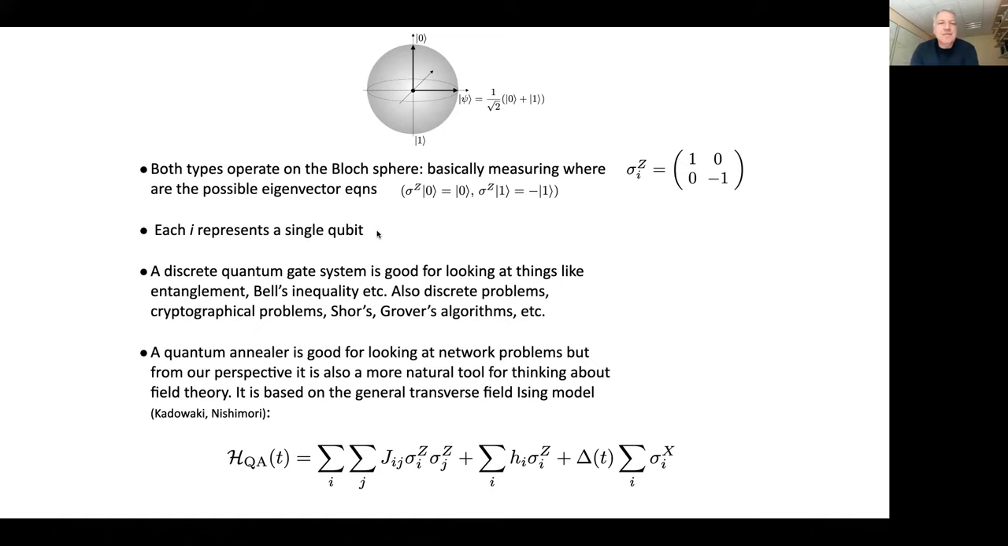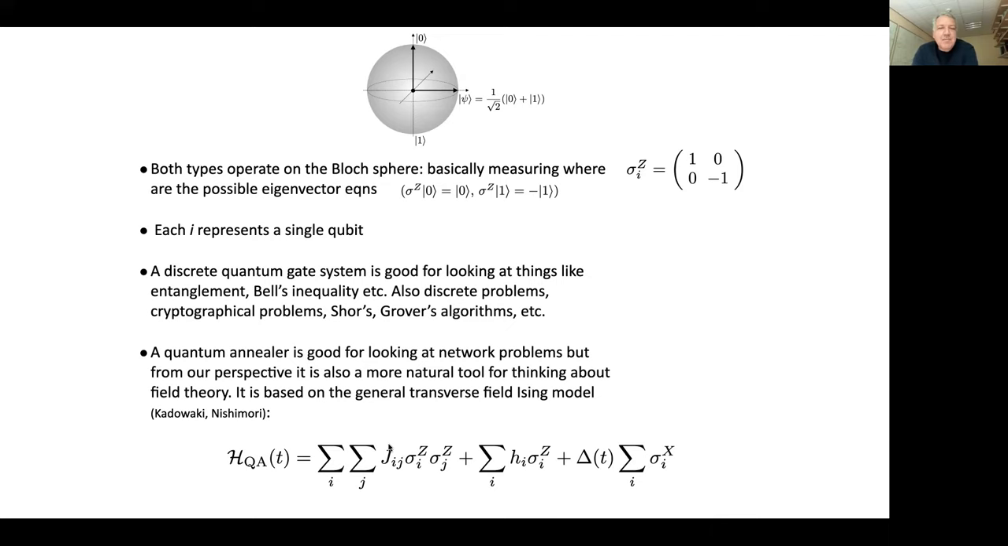So the uses for the two things. If you're using the traditional one, you're thinking more about discrete problems, cryptographic problems, and so on. Also things like entanglement, Bell's inequality. So you can just run Bell's experiment on your laptop with those things. A quantum annealer is really much better for looking at network problems. So that's problems such as, for example, traveling salesman problems, which are well defined in a kind of network way.